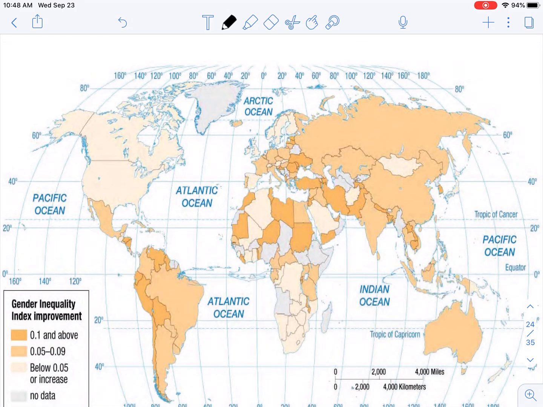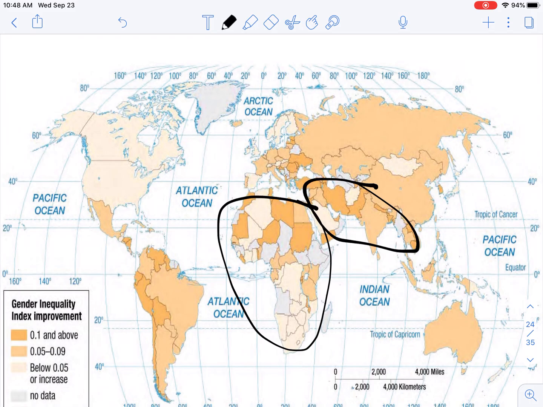This map shows the improvement of gender inequality over the last few decades. Countries that had a large gap at the start are going to have higher numbers because there's larger space to close down. So we would expect to find that in NICs and LDCs.